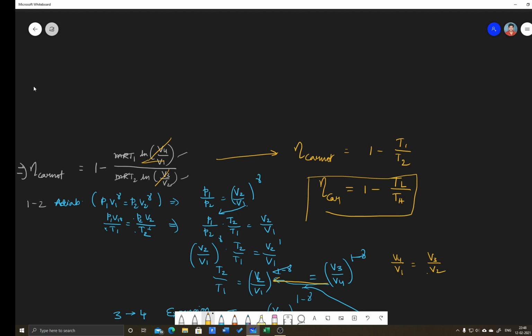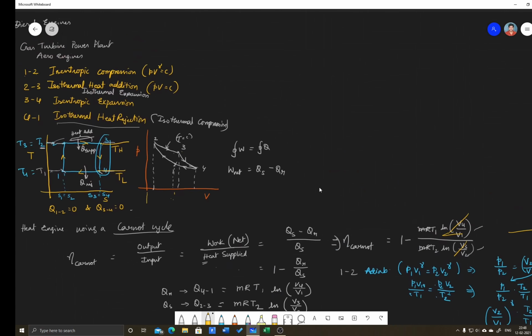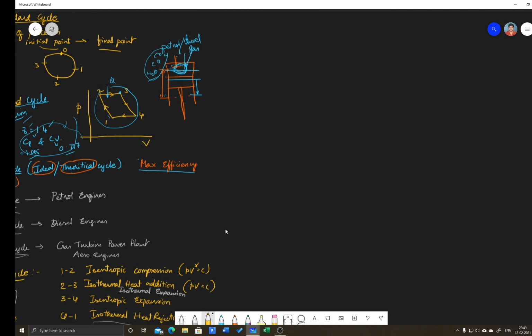If you relate this to a heat engine, which according to the second law is a device operating on a cyclic process, this is the cycle and this is the heat engine, which takes heat Qs from a higher temperature source and rejects heat to a lower temperature source, which is at a temperature of TL. This is called the sink.